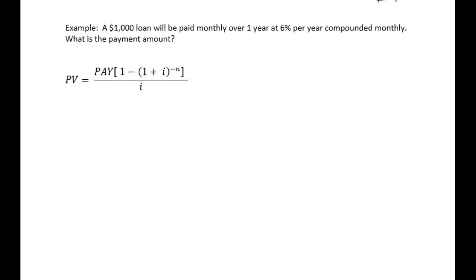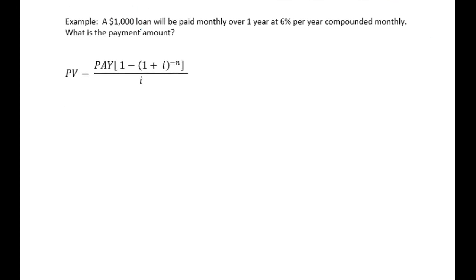So for example, a $1,000 loan will be paid monthly over 1 year at 6% per year compounded monthly. What would be the payment amount? So again, similar to one we've done in the past, we have the present value, which would be the $1,000 loan. That would be the original loan, and we'd like to know what our payment amounts are going to be.